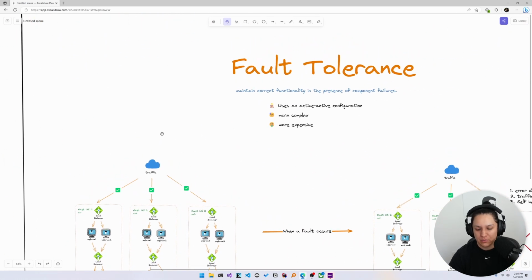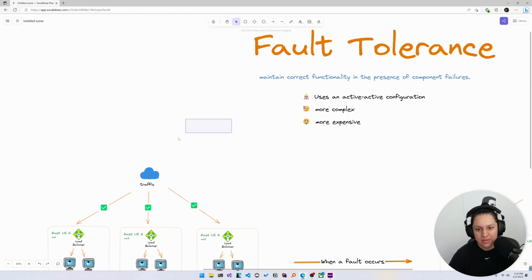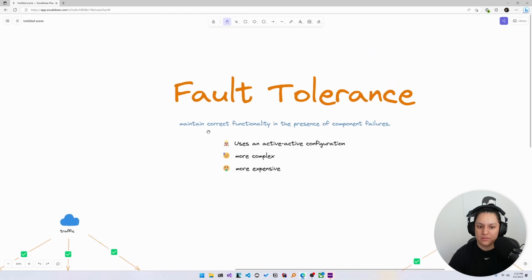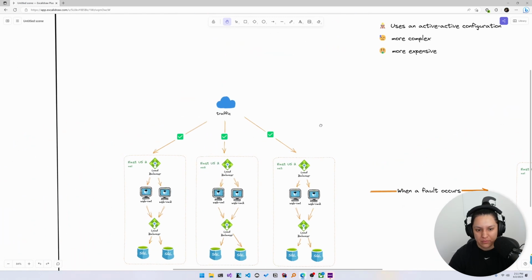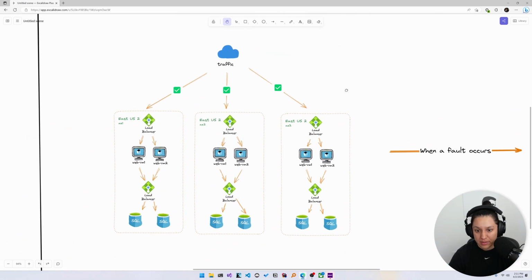fault tolerance, well, what is the objective here? The objective with fault tolerance is to maintain correct functionality in the presence of component failures, right? So it uses an active-active configuration, no longer active-passive, active-active, more complex, which also means more expensive. I also have a diagram here, and we can take a look. We can already see this is a lot more complex. We're utilizing all 3 availability zones available to us in Azure. East US 2, we have AZ1, AZ2, and AZ3, essentially replicated architecture across all of these availability zones.